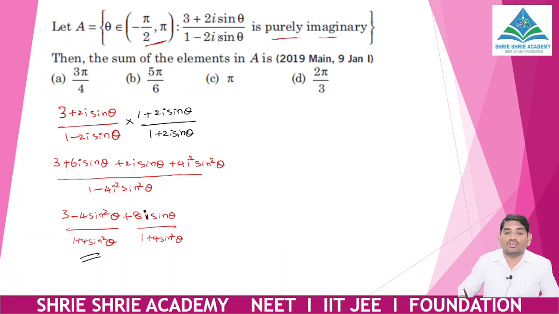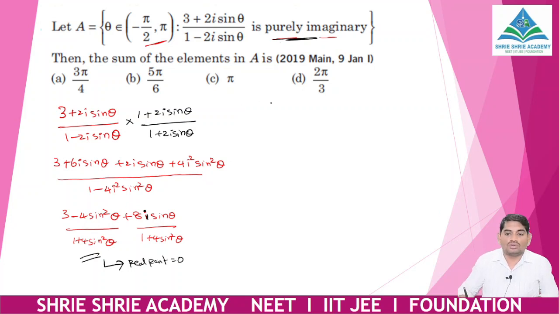In the question, what is given? This complex number is purely imaginary. So purely imaginary means what? Real part will be equal to 0. The real part of the complex number is equal to 0. What is the real part here? 3 minus 4 sin square theta upon 1 plus 4 sin square theta. This is the real part, which is equal to 0.